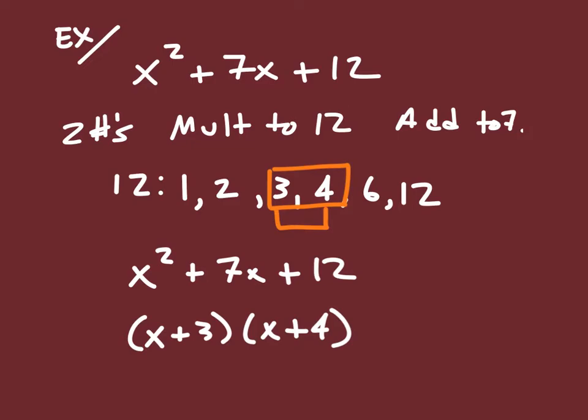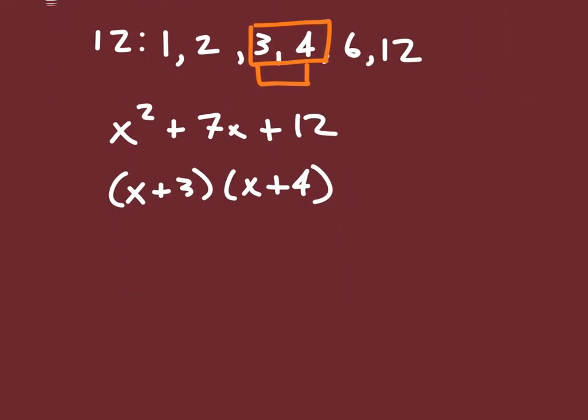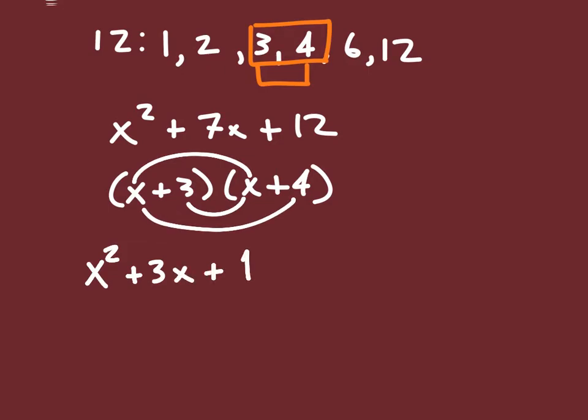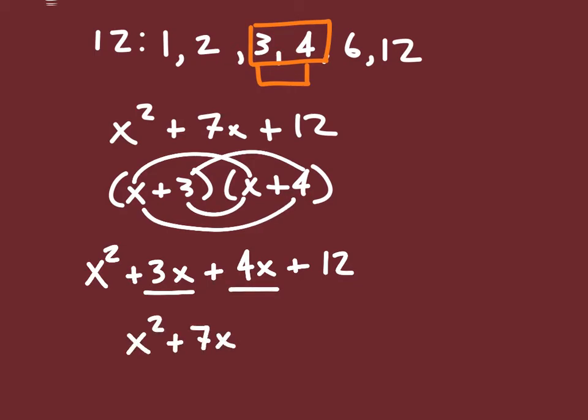Now, to check your work, you want to multiply this out. Some use the FOIL method. That's where you multiply your first terms, which is x squared, your outside terms, which is 4x, your inside terms, which is 3 times x, and then your last terms, which is 3 times 4, which is going to give you 12. Combine your like terms, and you get x squared plus 7x plus 12. And so that's the idea.